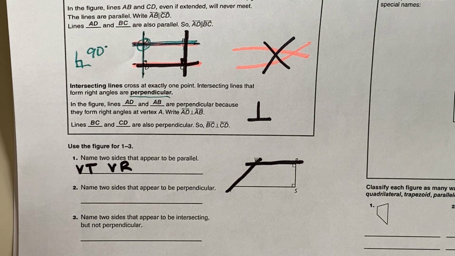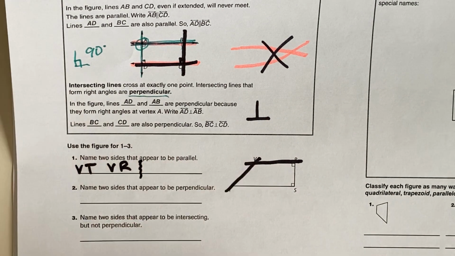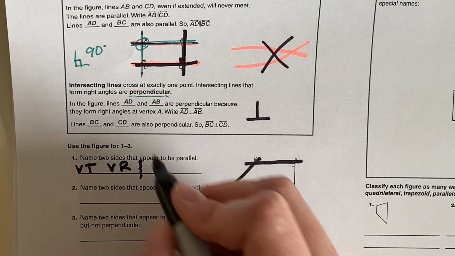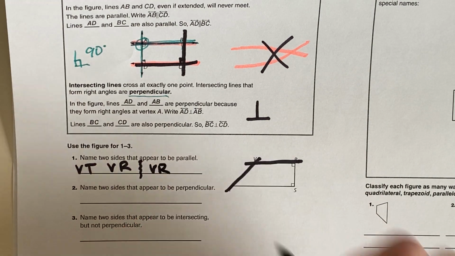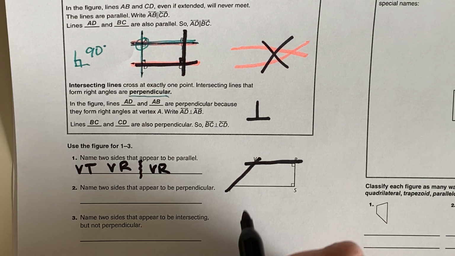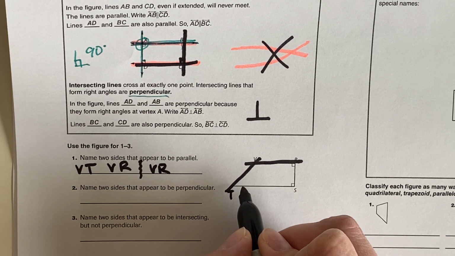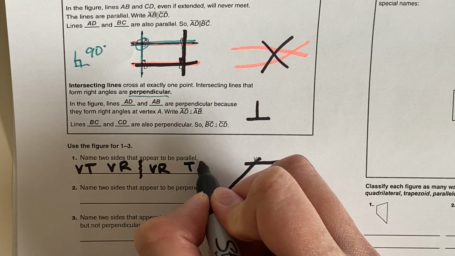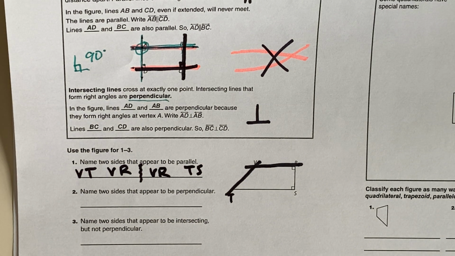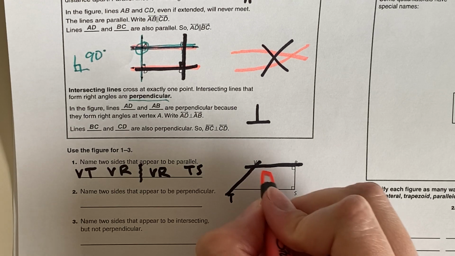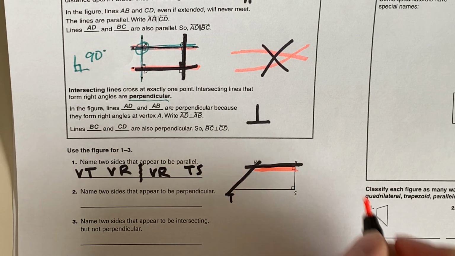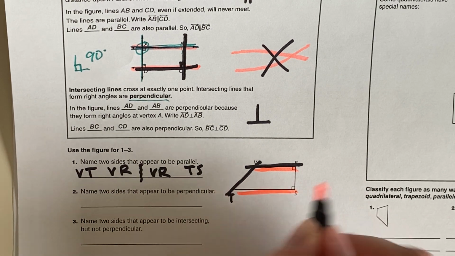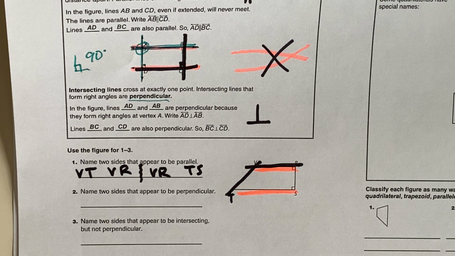Will it be VR, and this is T down here, and TS? This is VR up here, this is TS. Will those lines probably ever cross? You choose. Which lines are parallel?